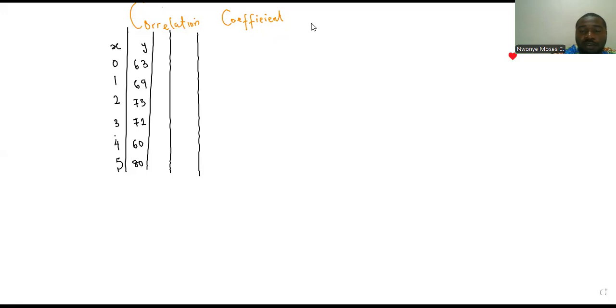You have to recall the formula for R, which is N times the summation of XY. So definitely, you're going to calculate XY. So I'm going to have XY, and then we have minus, you sum X and you also sum Y.